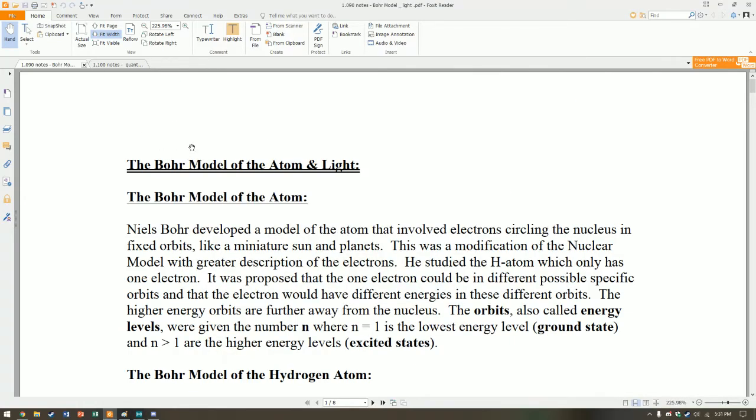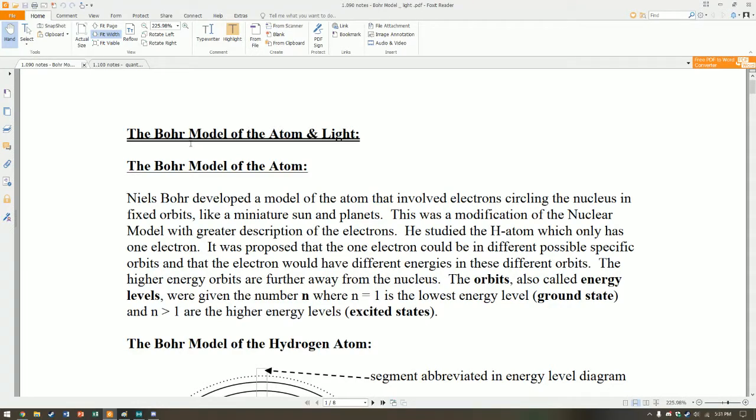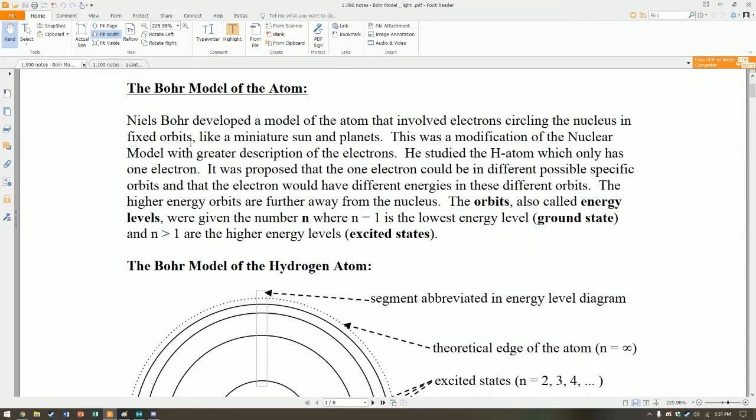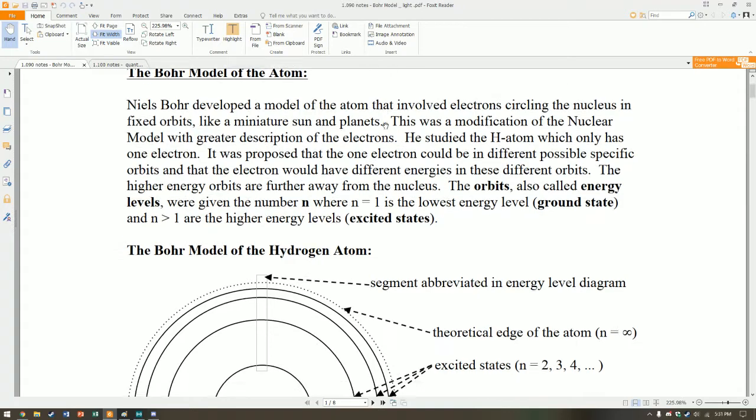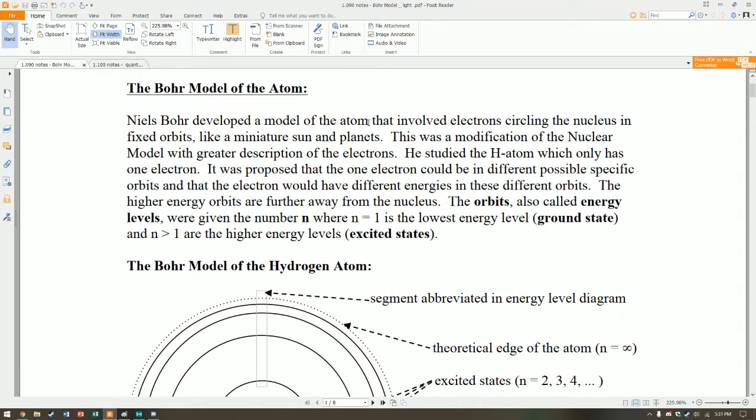Right, guys, today we're going to be discussing the Bohr model of the atom and light. So, at the end of the 19th century, there was a bit of a revolution going on in physics. No one knew what anything was anymore, and part of that is new developments in how our understanding of the world works.